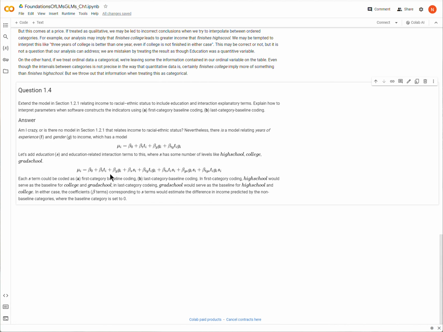Now, conversely, if we do last category encoding, now grad school is set as the baseline. Again, we're going to assume that education is generally making people earn more money. Well, now in that case, high school and college would probably be earning less than grad school individuals, in which case the predictive effect of high school and college is probably going to be negative. So we'll have a negative beta coefficient.